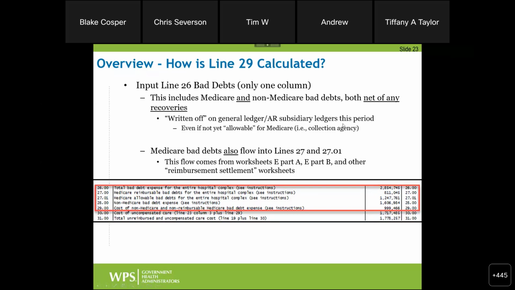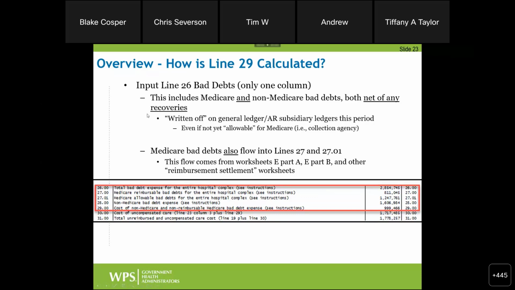The other thing to point out is that line 26 should have already been netted of any recoveries. So if you had any recoveries from a prior year, they should have already been netted from this before you reported it in line 26.